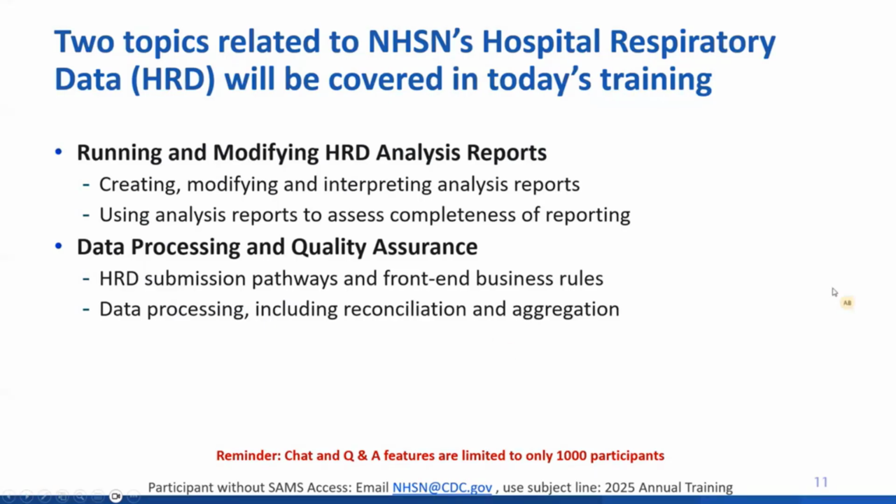Okay, so we will cover two overarching topics related to NHSN's HRD today. The first will cover running and modifying HRD analysis reports. This will include some information on creating, modifying, and interpreting analysis reports, as well as using the reports to assess completeness of reporting. And the second topic will cover data processing and quality assurance. So with this, we'll go through the different submission pathways, as well as the front-end business rules and requirements for submitting your data, as well as an overview of our data processing steps that we take once we receive the data in NHSN, including how we reconcile data and aggregate it.